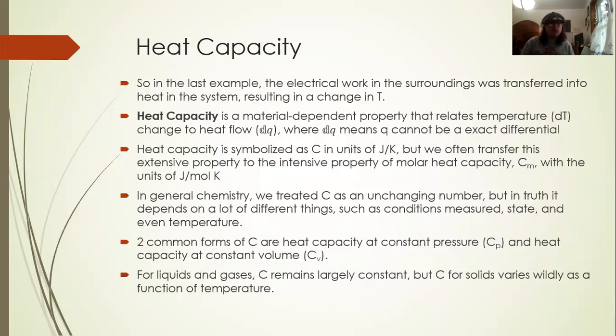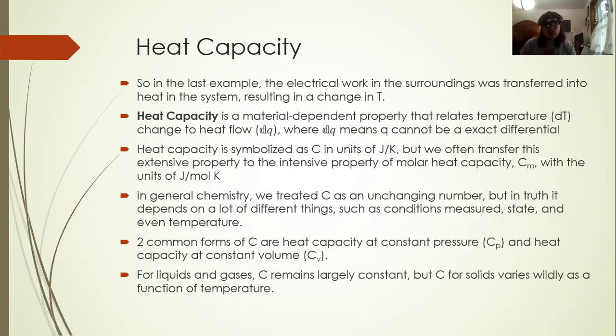So now I'm going to have this weird looking d in front of the Q because this is saying we're having a change in the heat flow, but Q cannot be measured, it's already a change, so we can't see an exact differential. But we're looking at how heat flow will change with changing temperature. So heat capacity is often given as the term C, as in the equation Q equals mCΔT, which is an equation we'll use very often.